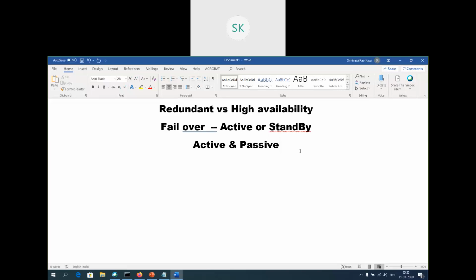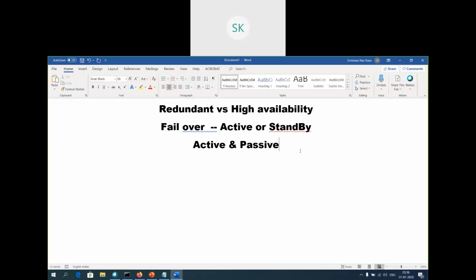What is high availability? High availability is where we talk about the application layer. What is the application? It is available. That application should be available 100%. Even if something goes wrong with any server or any application, my application should be available in another place. It is going to switch over to another server, another resource.